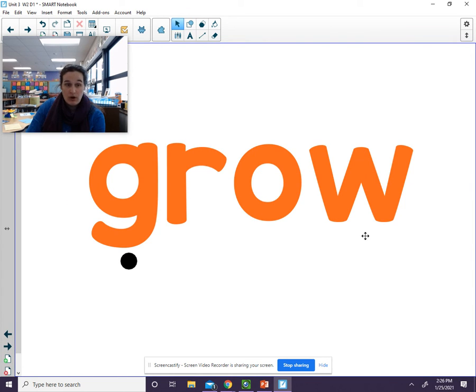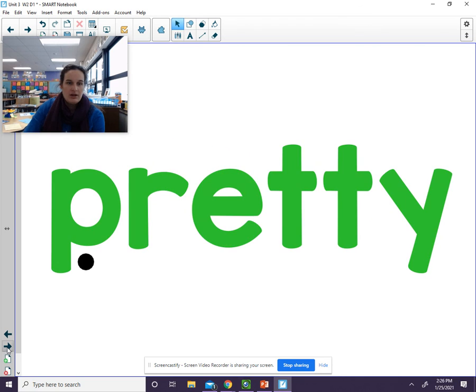The grass will grow. Say it with me. Grow. Spell it. G-R-O-W. And let's write it. G-R-O-W. Our next word is pretty. This is a pretty dress. Say it with me. Pretty. Let's spell it. P-R-E-T-T-Y. Let's write it. P-R-E-T-T-Y. I hope you're practicing every time we write it.